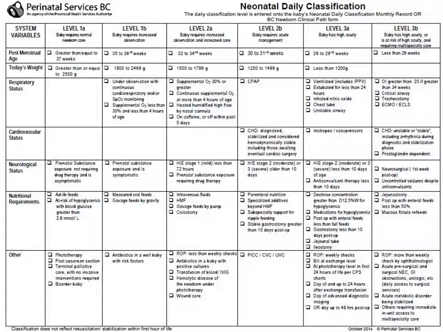This is what you will be using to assess and classify the baby, although this is not where you will chart. The form you will be entering the classification on is the Newborn Clinical Path or the Neonatal Daily Classification Monthly Record.